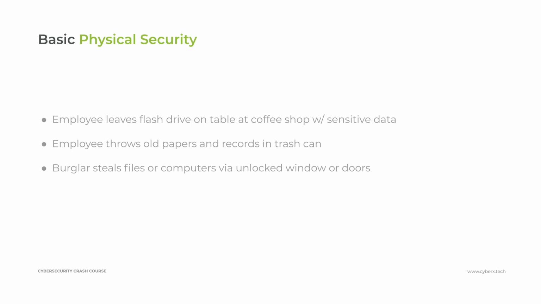is, what about a burglar who breaks into your organization? Say there's an unlocked window or an unlocked door or a door that's not properly secured. They break into your organization and they steal files or computers. That is another breach of physical security. So these are just three, but now you understand how breaches of physical security can have such an impact on your cybersecurity and your information security programs.